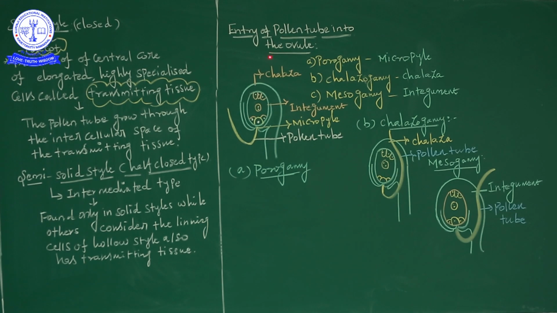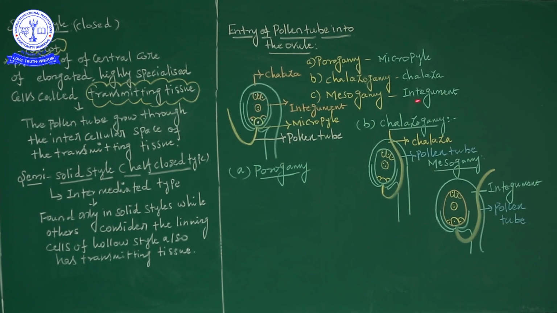First of all, I have the differentiation for the three types: porogamy, chalazogamy, and then mesogamy. Okay, first of all, porogamy: poro means hole. The pollen tube enters through the micropyle region. Okay, and then chalazogamy means the pollen tube enters through the chalazal region. Okay, and then mesogamy: meso means integument, the pollen tube enters through the integument region.